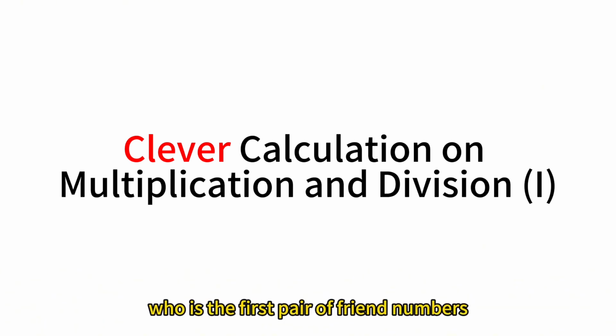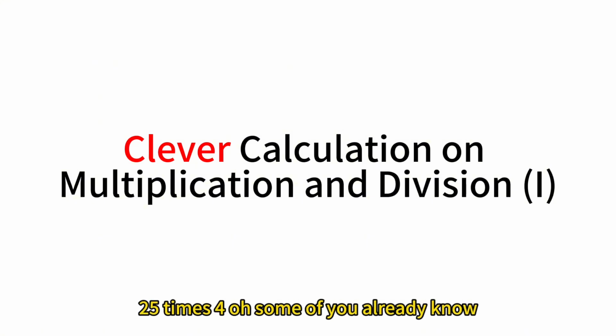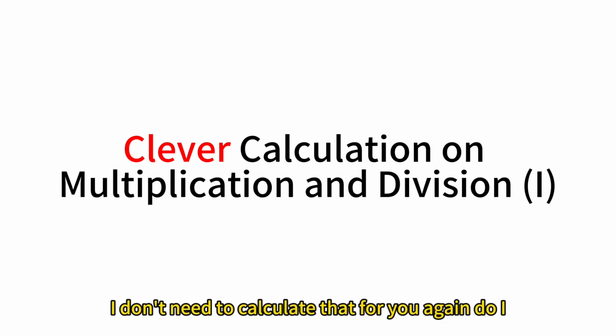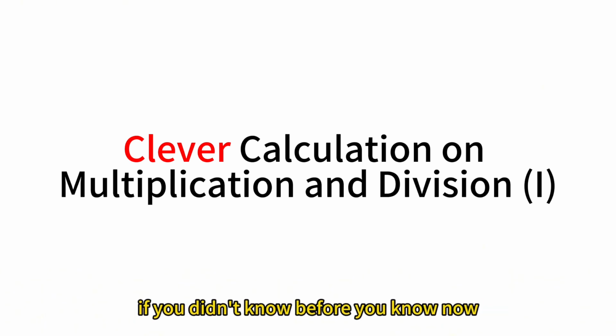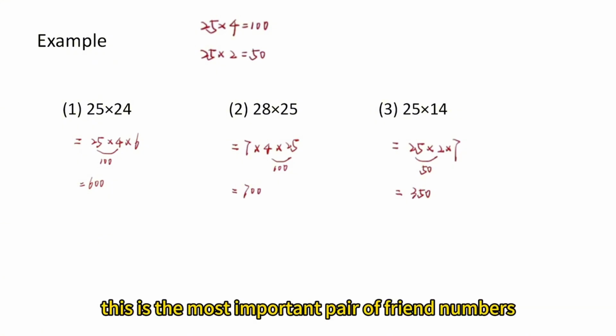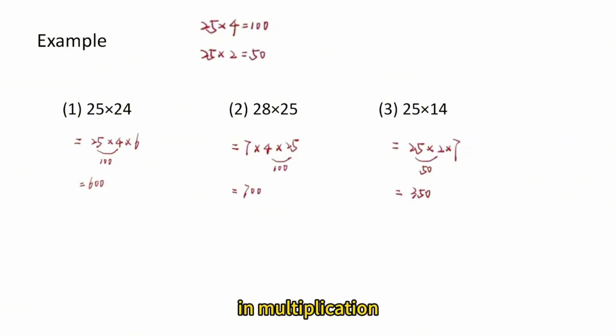Who is the first pair of friend numbers? 25 times 4. Oh, some of you already know. 25 times 4 equals 100. I don't need to calculate that for you again, do I? If you didn't know before, you know now. If you already knew, now you know it even more deeply. Anyway, this is the most important pair of friend numbers in multiplication. 25 times 4 equals 100.